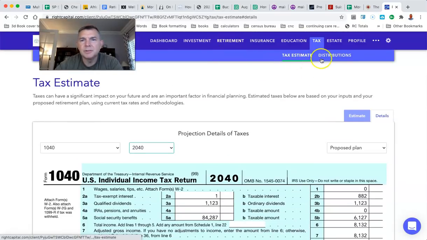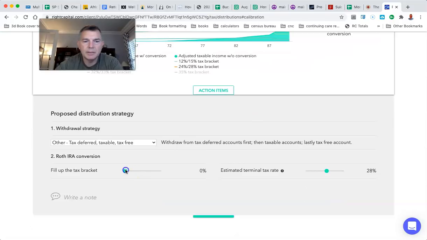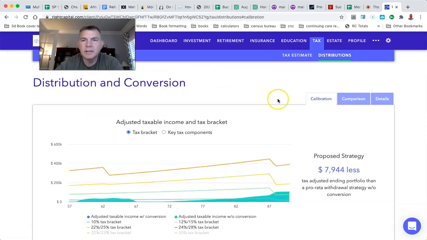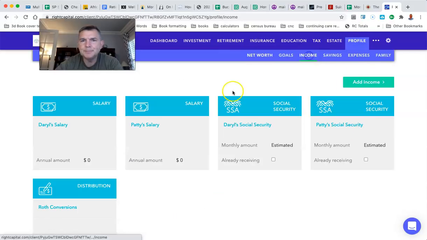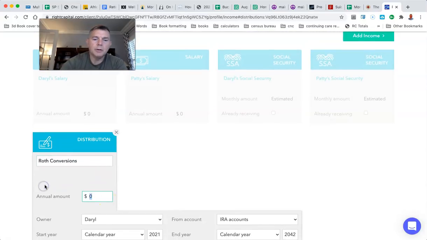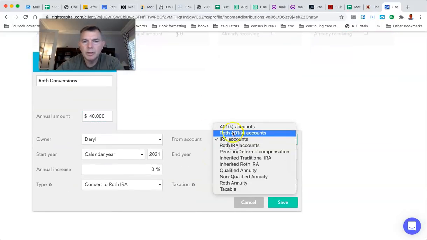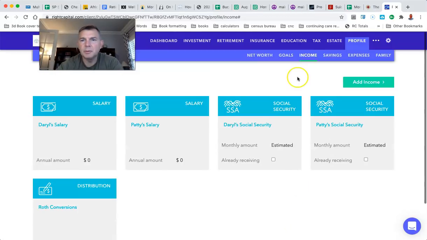All right. Lastly, instead of doing this, let's go back to distributions. Instead of filling up the 12% tax bracket, let's just do a $40,000 a year Roth conversion. So we're going to go to income, Roth conversions. We're going to stretch it out a little bit longer. So instead of getting it all converted in one fell swoop, I think it's a 401k. Yeah, we're going to stretch it out some. Let's see what this looks like here.